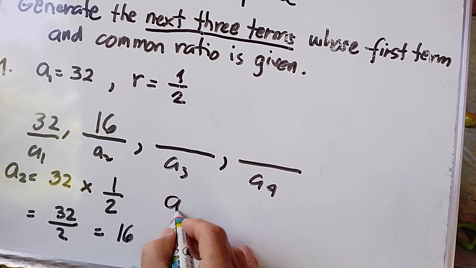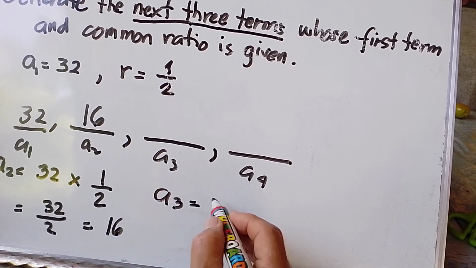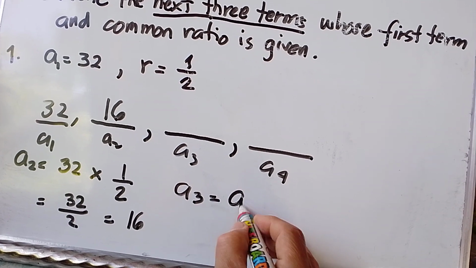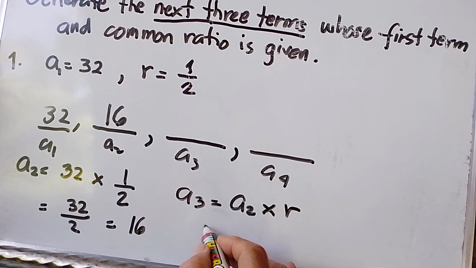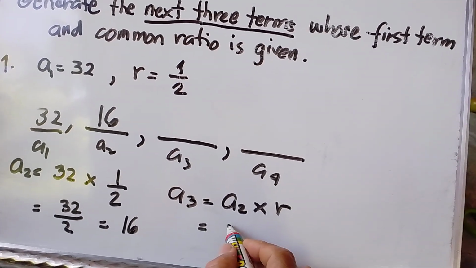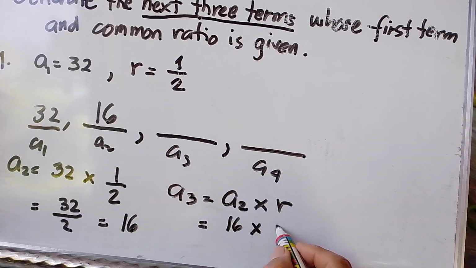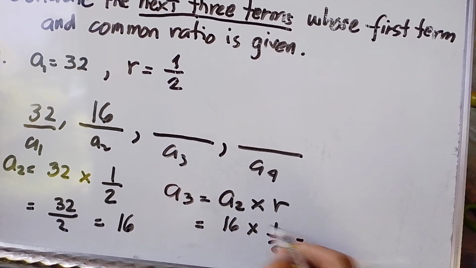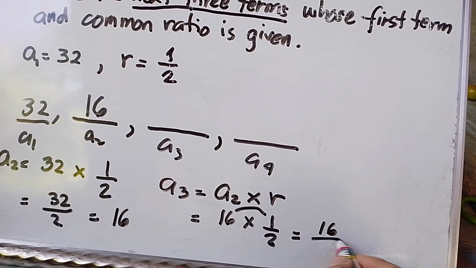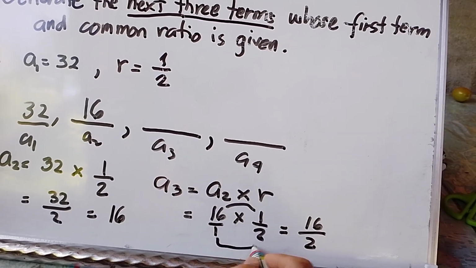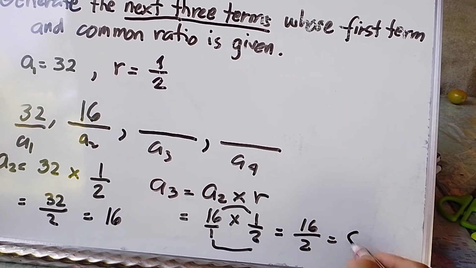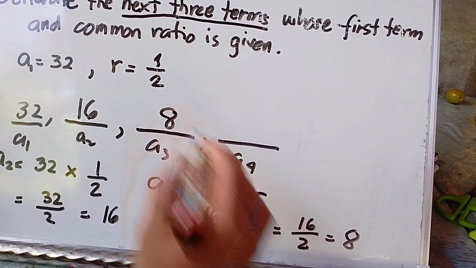So next is a sub 3, which is a2 times r. So this will be 16 times half. And we know that 16 times 1 is 16 over 2. So 16 divided by 2 is 8. So the third term is 8.